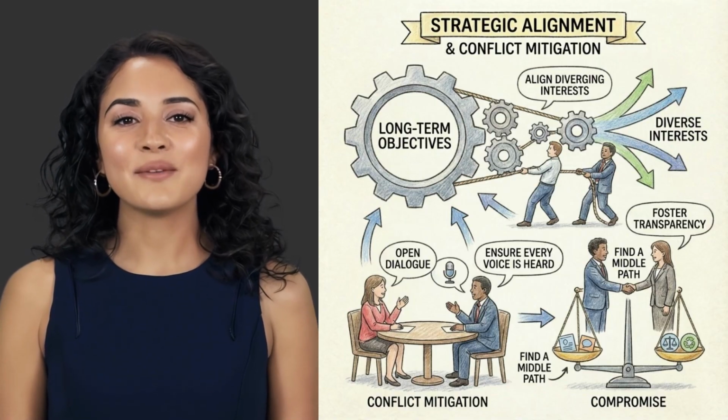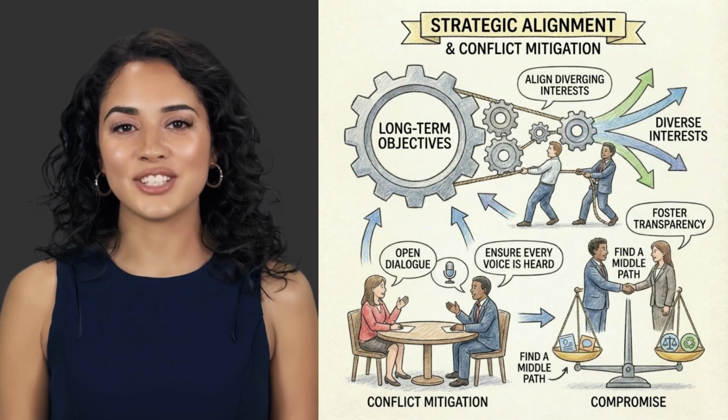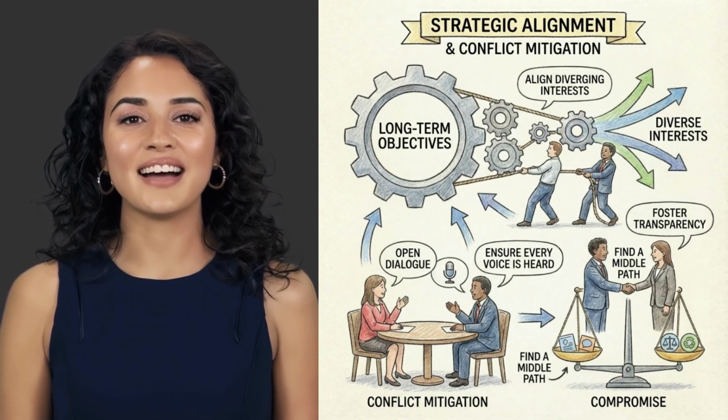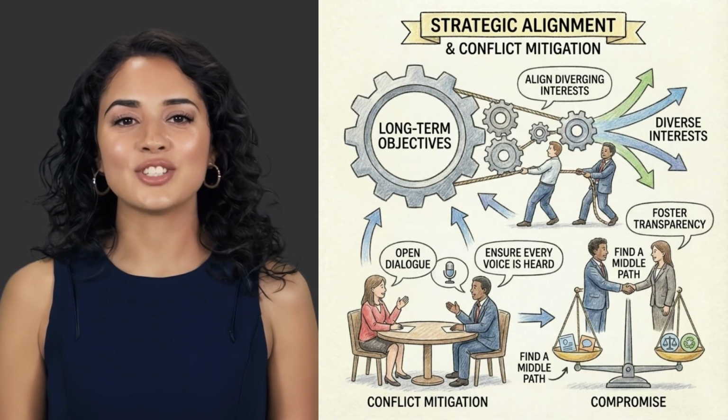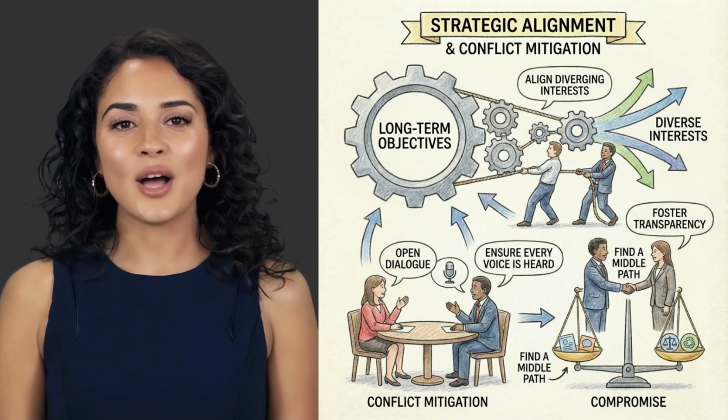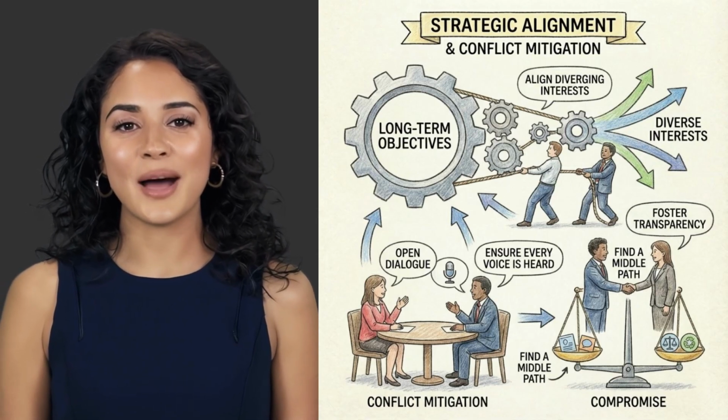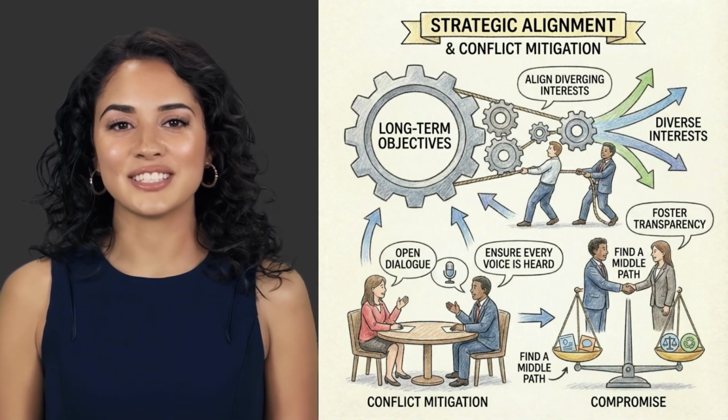When conflicts inevitably arise, we rely on mitigation strategies like open dialogue and compromise. Open dialogue fosters transparency and ensures every voice is heard, while compromise helps find a middle path where everyone's needs are reasonably satisfied.